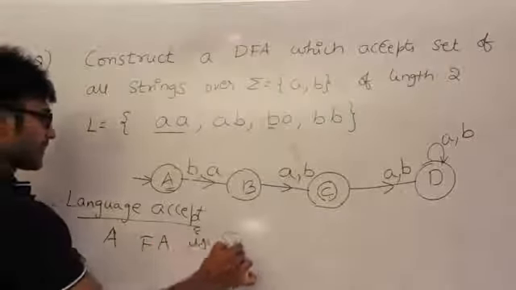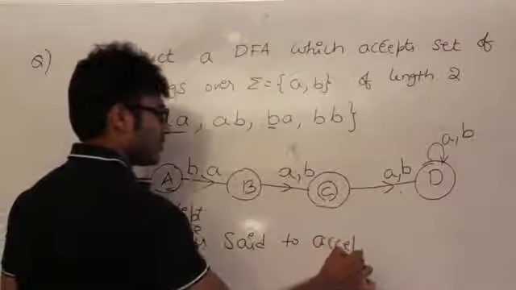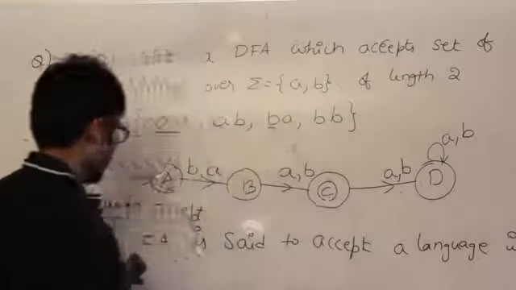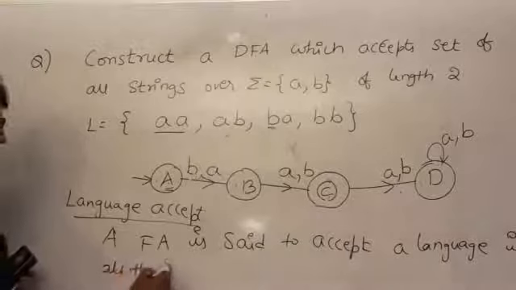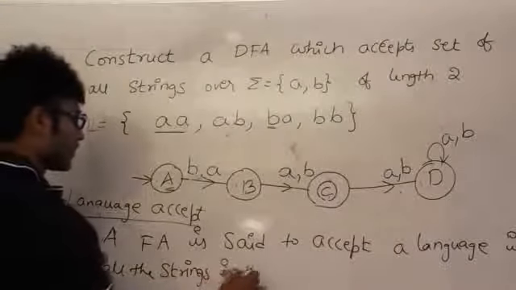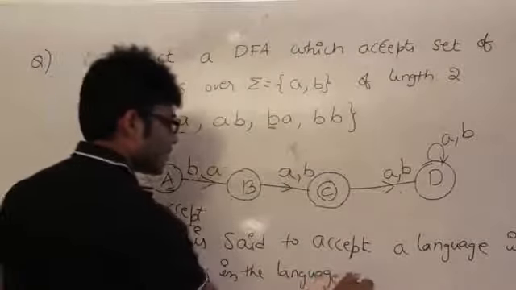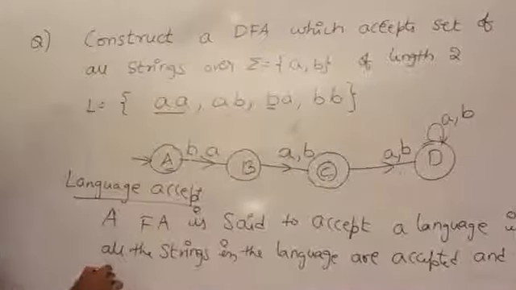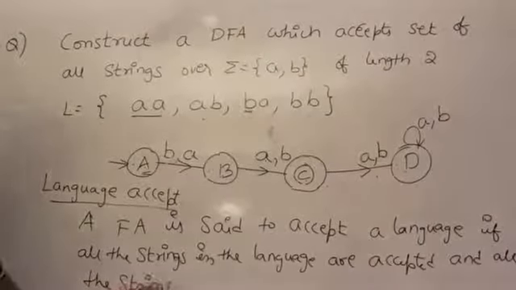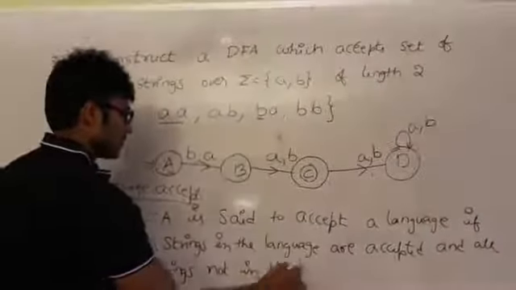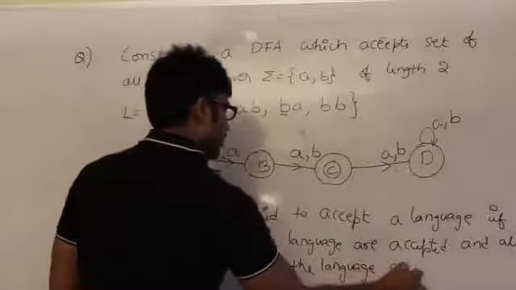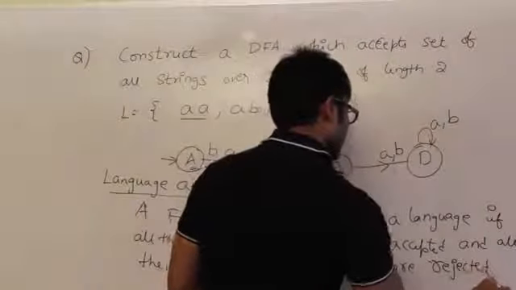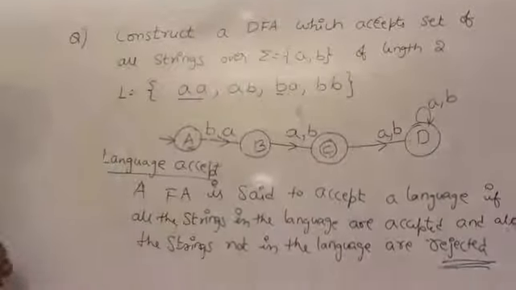A finite automata is said to accept a language if all the strings in the language are accepted, and all the strings not in the language are rejected. This is important.